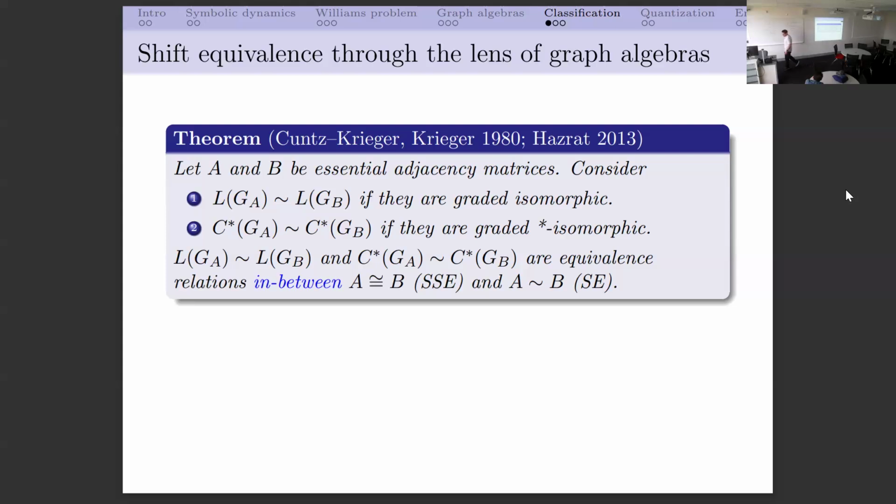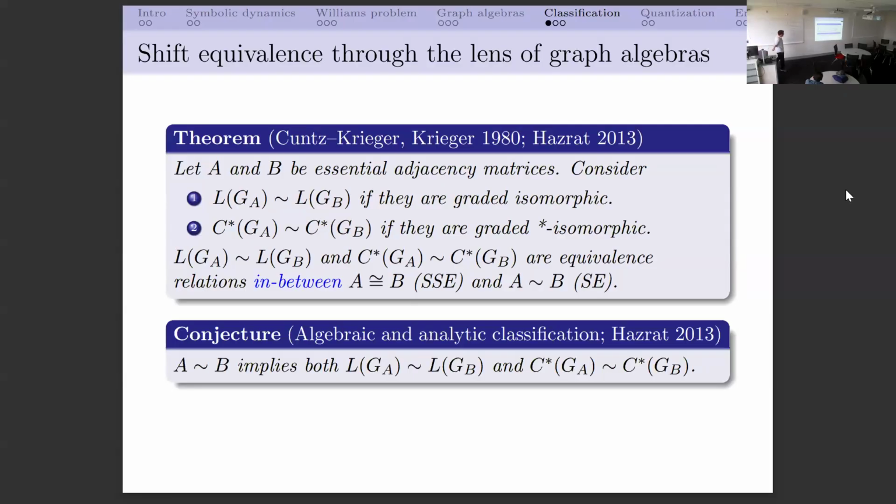You can actually detect shift equivalence through K-theory. That needed, for graph C-star algebras, the work of Krieger, and for Leavitt path algebras, the work of Hazrat. So, Hazrat's conjecture: shift equivalence is the same as the Leavitt path algebras being graded isomorphic, and the analytic version of Hazrat's conjecture says that it's the same as the graph C-star algebras being graded star isomorphic.